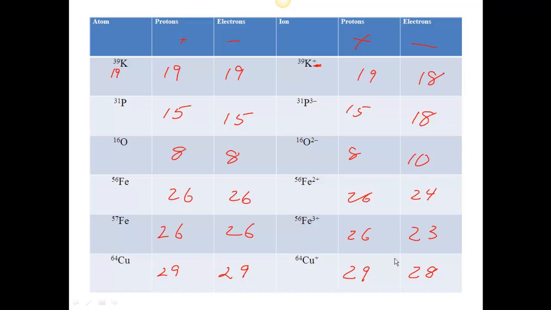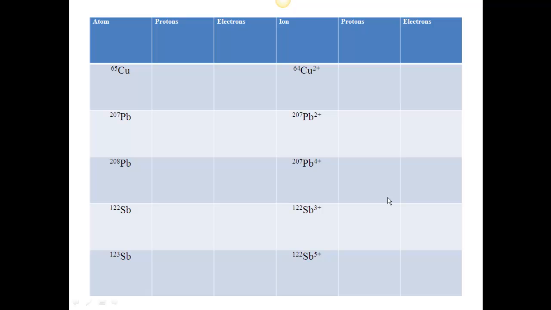So if you look at these, you'll notice here I have 1 more positive than negative. Here I've got 3 more positives than negatives. Here I've got 2 more positives than negatives, etc. So you should be able to see that. All right, let's keep going.